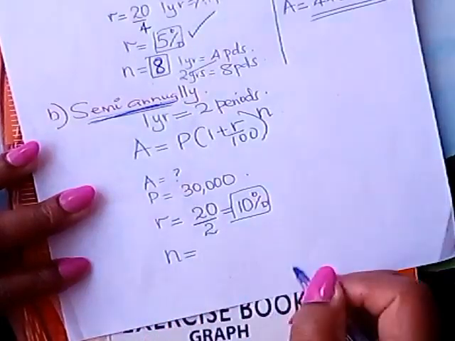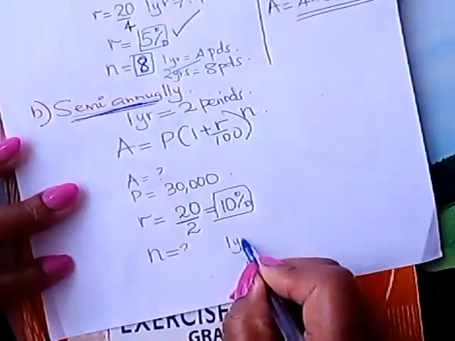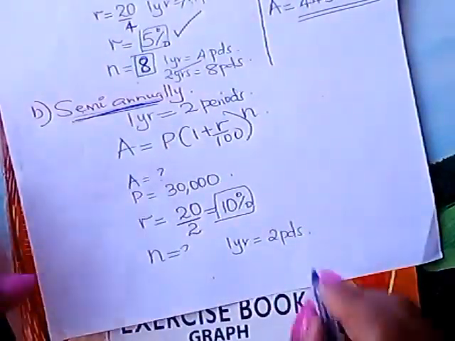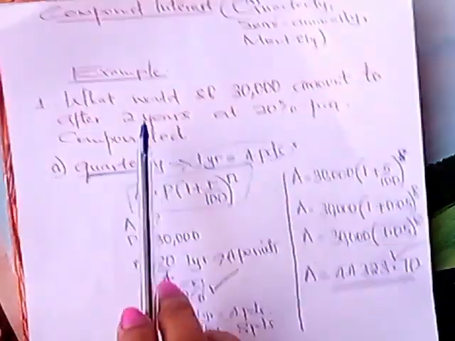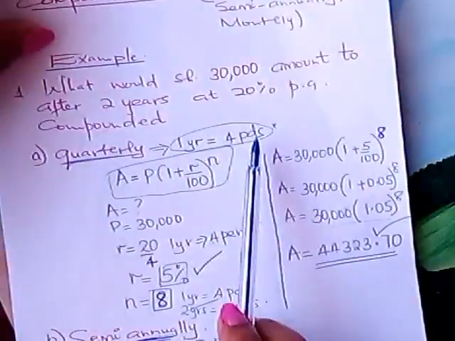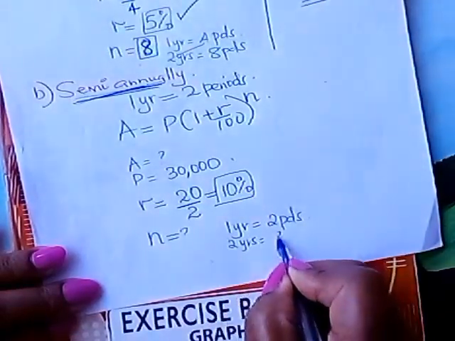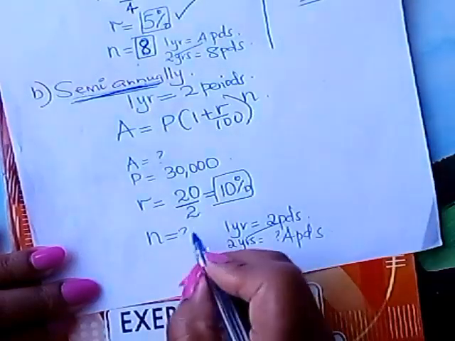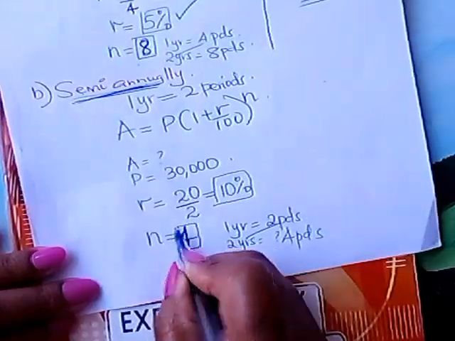Then what is your N? The number of periods. What will it be? Again, 1 year is divided into 2 periods. Semi-annually means that 1 year is divided into 2 periods. So what about our 2 years, Lana? We are referring to the same question, 2 years. 2 years would be equal to how many periods? You cross multiply, you get 4 periods. And therefore, your new N, the number of periods, is 4.